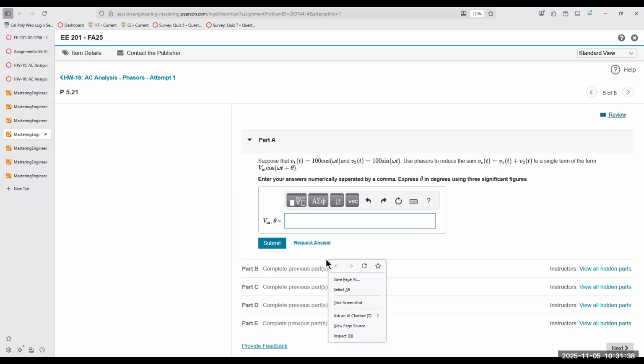We convert from polar to rectangular form and rectangular to polar form, Cartesian and polar coordinates, which are basically in the complex plane. It's the same thing, the three sides of a triangle.